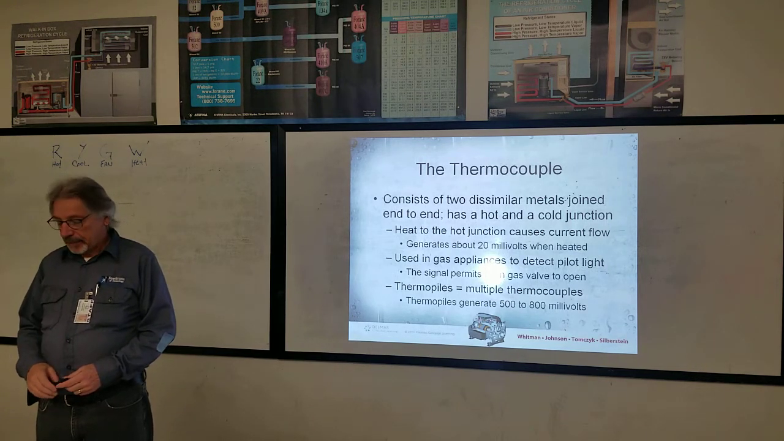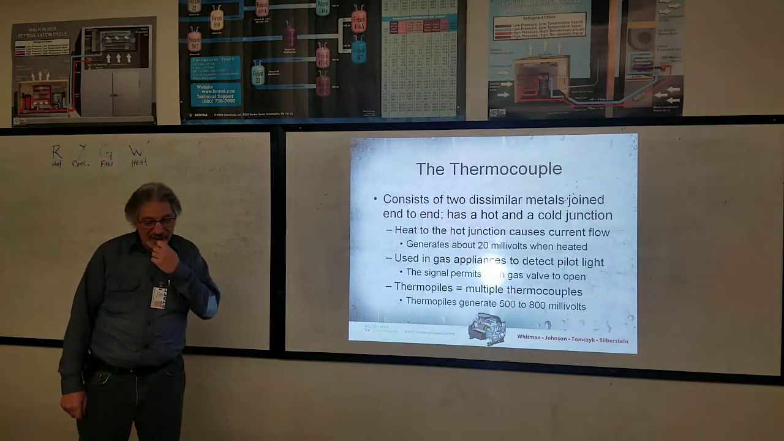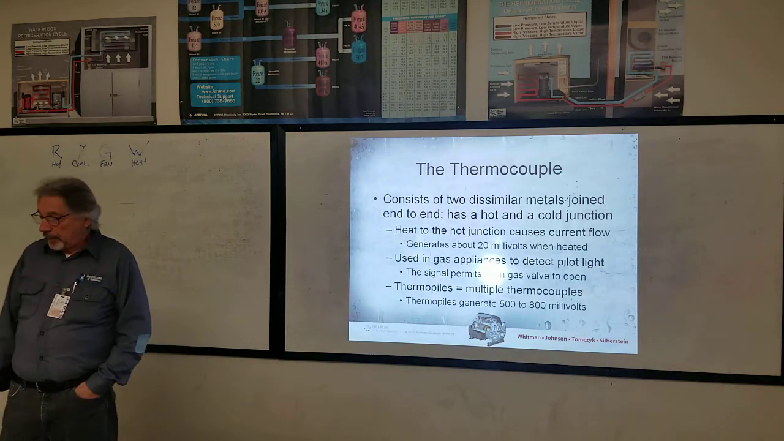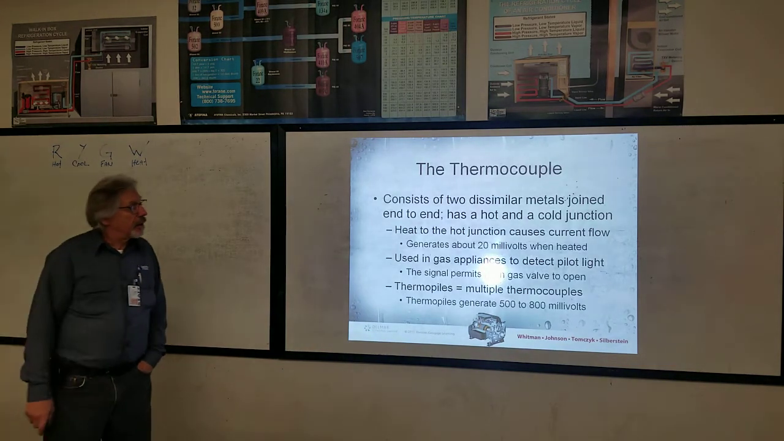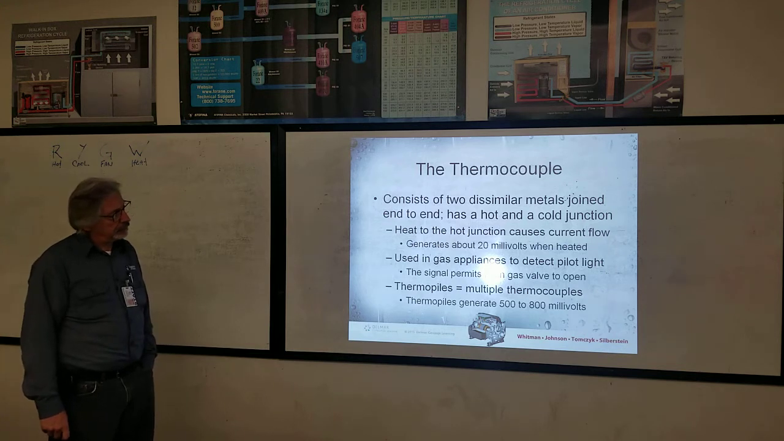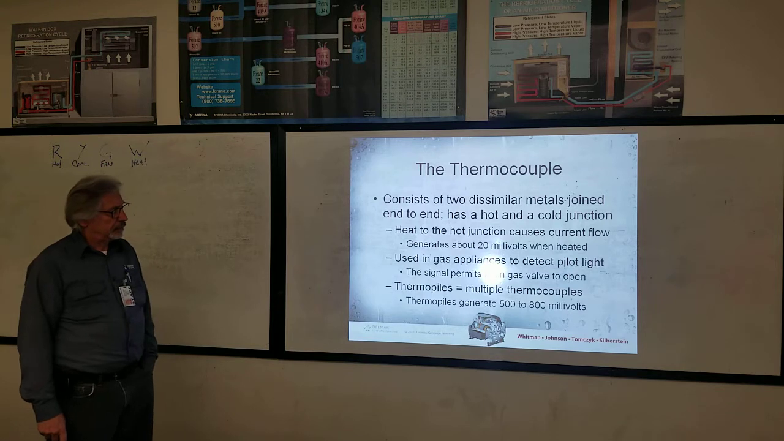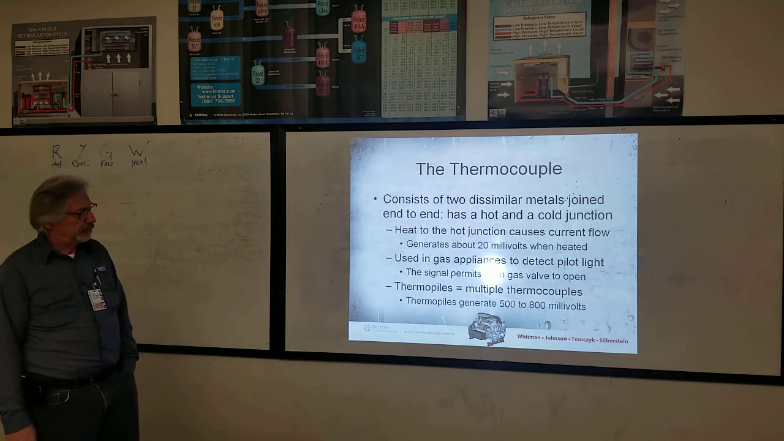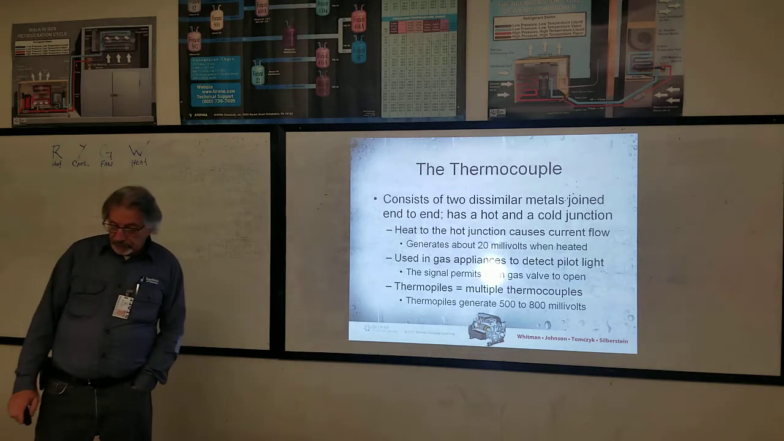The thermocouple consists of two dissimilar metals joined end to end and has a hot and cold junction. Heat to the hot junction causes current flow, generates about 20 millivolts when heated. Used in gas appliances to detect pilot light, the signal permits the main gas valve to open. Thermopiles equal multiple thermocouples. Thermopiles generate 500 to 800 millivolts.